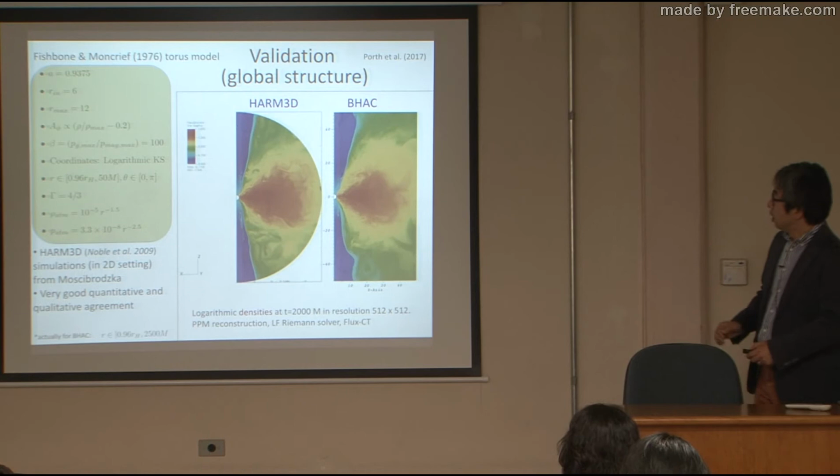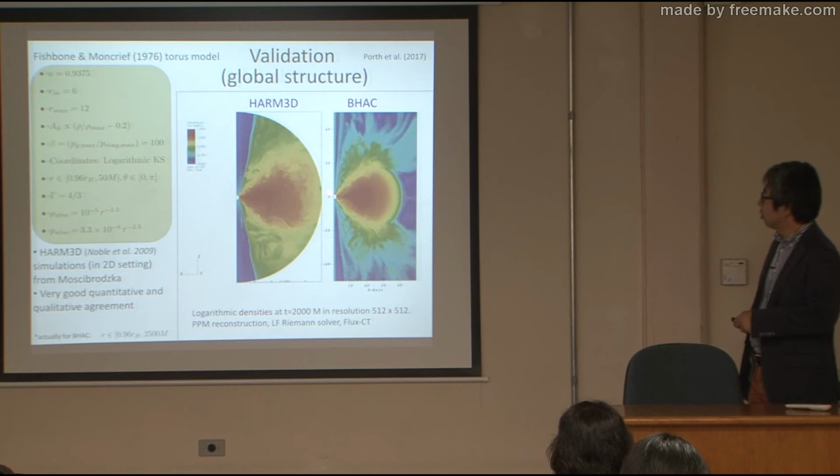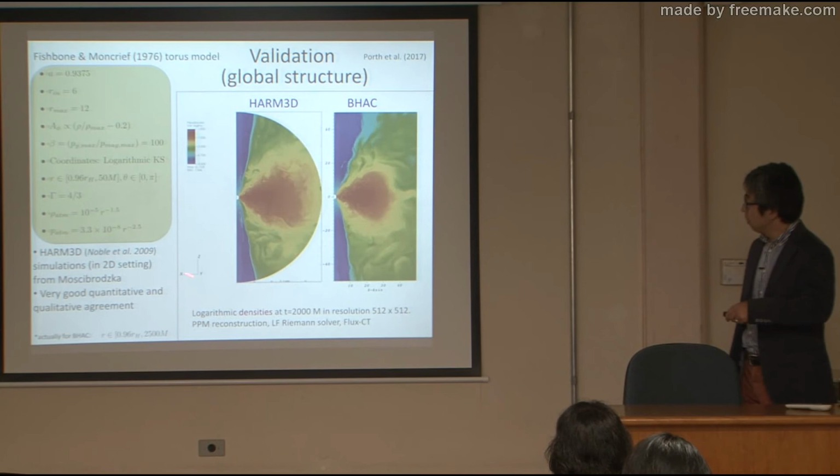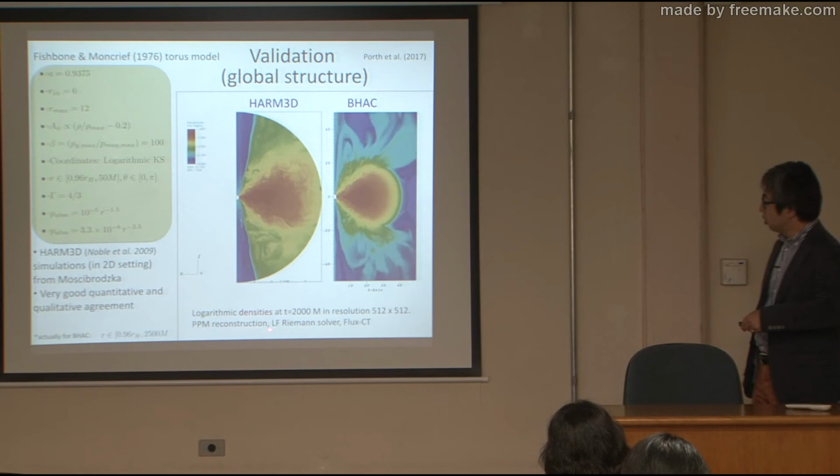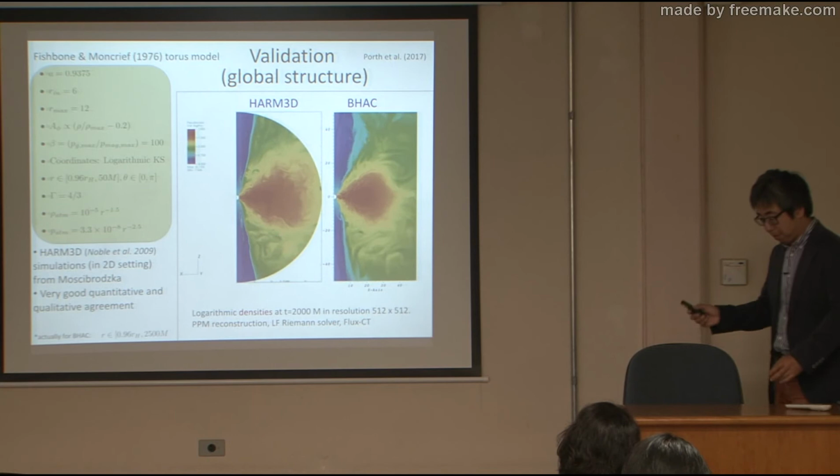So this is a HARM 3D simulation, and the right hand side shows the BHAC simulation case. Here we show the logarithmic density at t equal to 2000 M, with a resolution of 512 times 512. That is a 2D simulation, and we are using PPM reconstruction, the Lax-Friedrichs Riemann solver, and flux constraint transport.